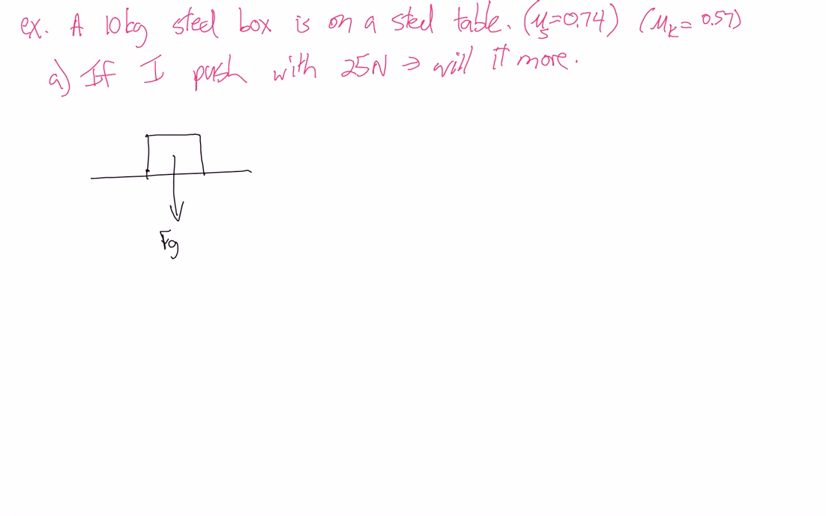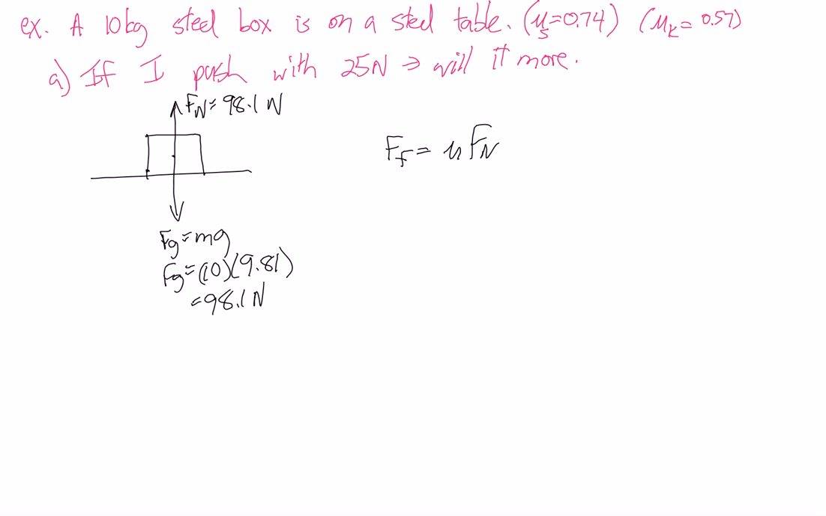So to start with, we have a force of gravity of 10 times 9.81. So that equals 98.1 newtons. So that's our normal force as well, right, if it's stationary. So we can calculate the force of friction. And in this case, we'll use the static friction because the box isn't moving. So we'd have 0.74 times 98.1, which works out to 73 newtons.